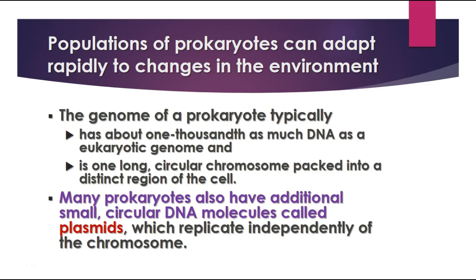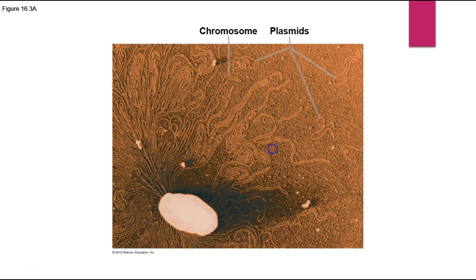The genome of a prokaryote has about 1,000th as much DNA as a eukaryote. So it's one circular chromosome packed into that nucleoid region of the cell. And many of them, if not most of them, also have additional DNA molecules called plasmids that are smaller circular DNA molecules, and they're independent of the chromosome and may be passed from one bacterium to another.